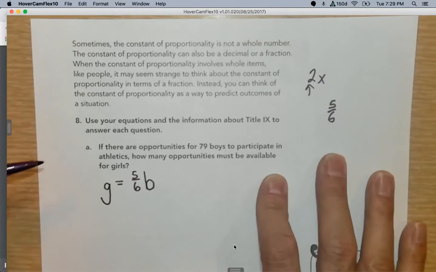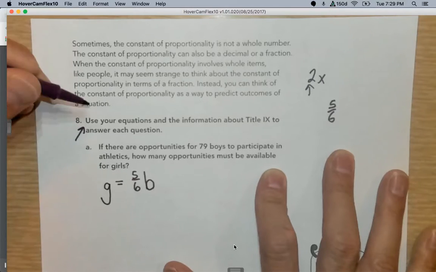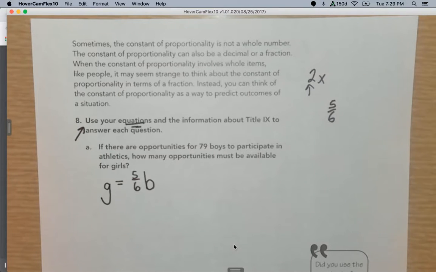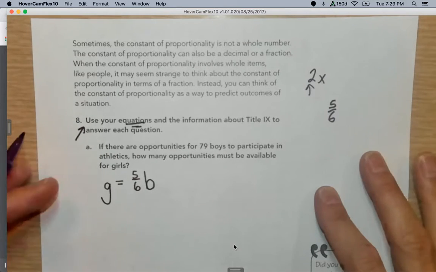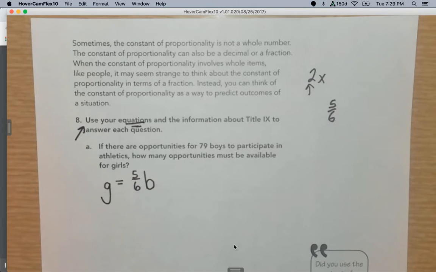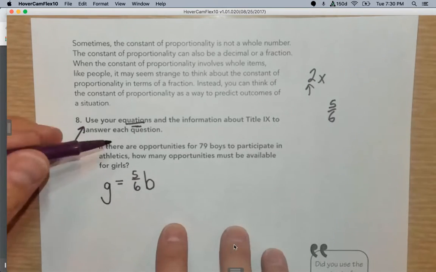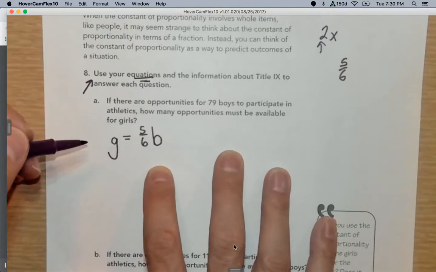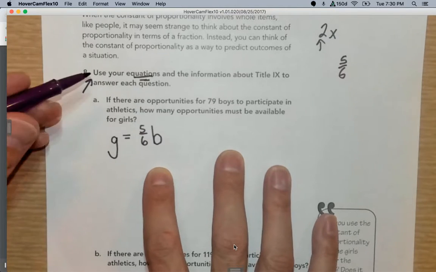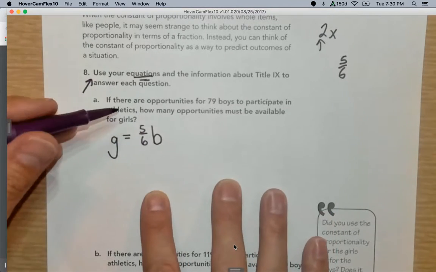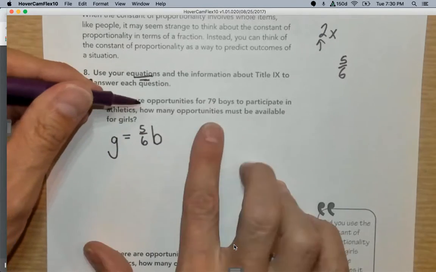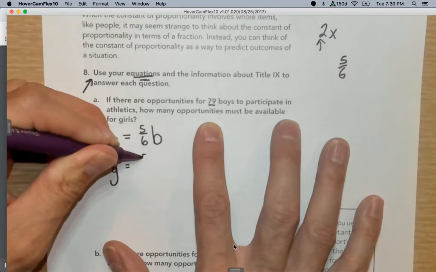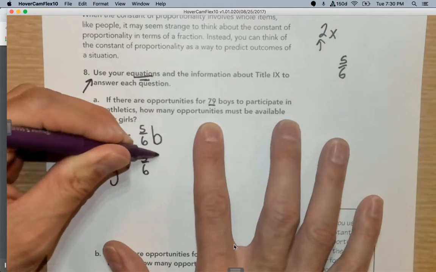Okay. The directions here say use your equations. I met with a group that was trying to set up a perfectly correct proportion to get the right answer here, but they're telling me that I need to use the equations that we worked on to figure out my answers. And so I start by writing in the equation. After that, if there are opportunities for 79 boys to participate in athletics, how many opportunities must be available for girls? They're telling me the number of boys, 79. And so I need to put in there girls is equal to 5/6 times 79.